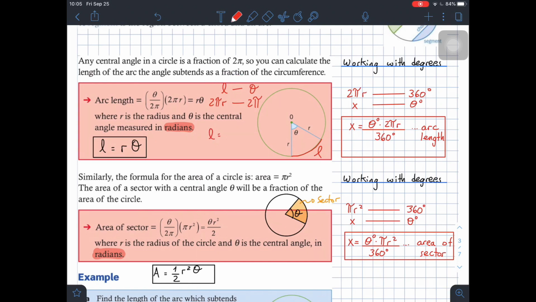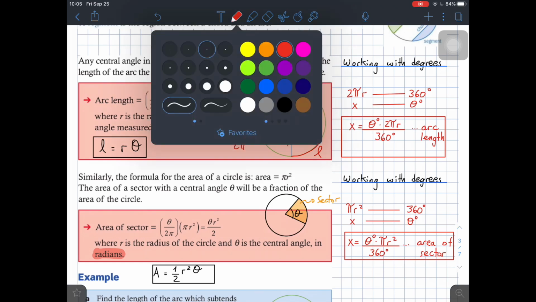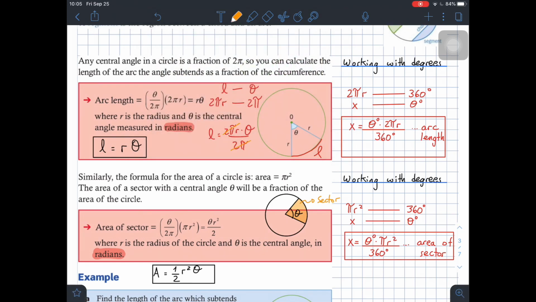If I do the proportion here, I'm looking for this value L. So L is equal to 2 pi r times theta divided by 2 pi. You see that we simplify the terms, 2 pi with 2 pi. And what do we get as a result? r times theta, which is exactly the formula that we're given in the formula booklet to find the length of an arc. So that's where the formula comes from. It's just doing the proportion.